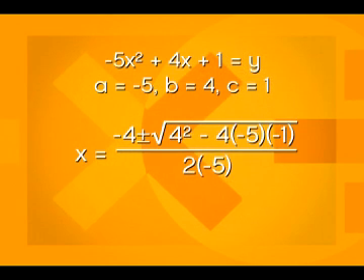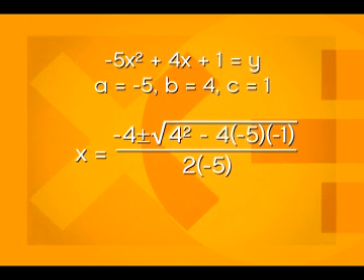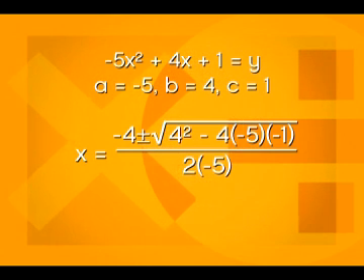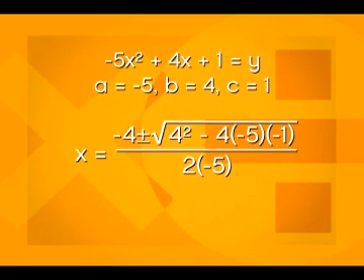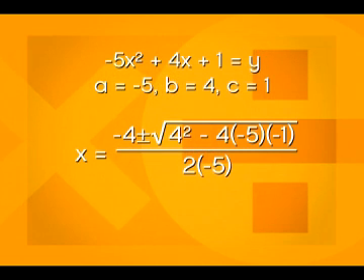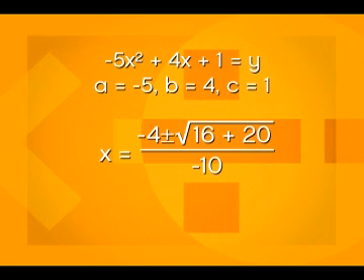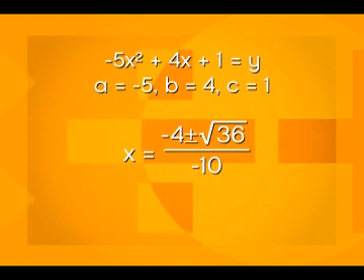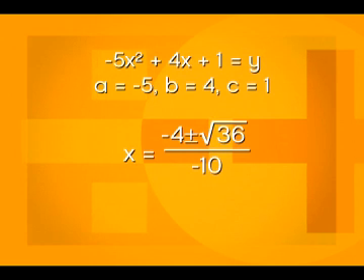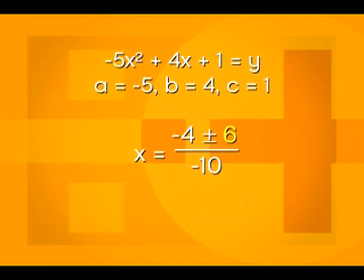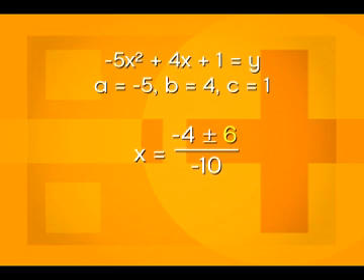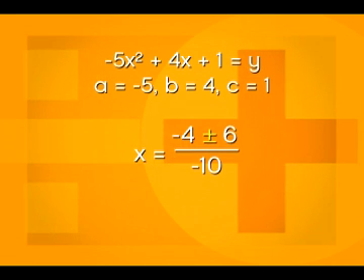Let's plug those values into the quadratic formula. All right, we have x equals negative 4 plus or minus the square root of 4 squared minus 4 times negative 5 times negative 1, all over 2 times negative 5. Keep on working. Okay, x equals negative 4 plus or minus the square root of 16 plus 20, all over negative 10. Don't stop. X equals negative 4 plus or minus the square root of 36, all over negative 10. The square root of 36 is 6. So, come on, we can do it. Here's where we're mindful of that plus or minus.